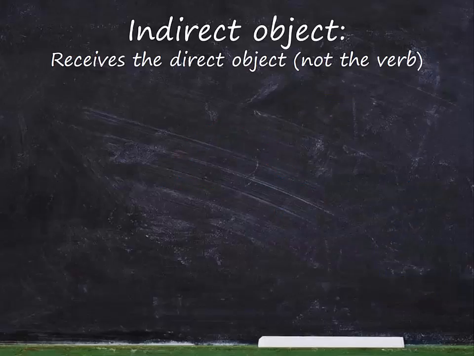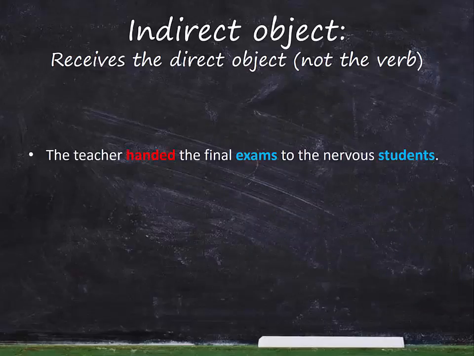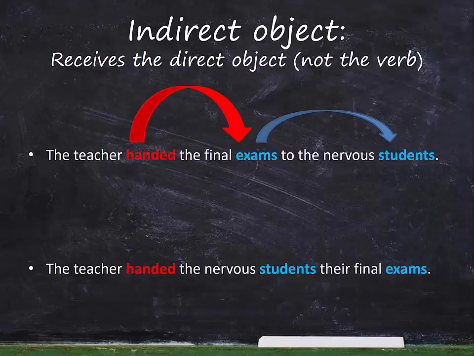Now, let's use that same sentence, but add some adjectives to make the sentence more complex. The teacher handed the final exams to the nervous students. Exams is still the direct object, and students is the indirect object. Now let me show you where this can get confusing.